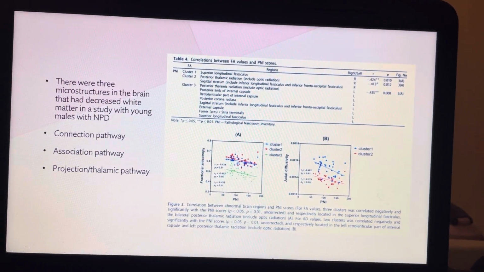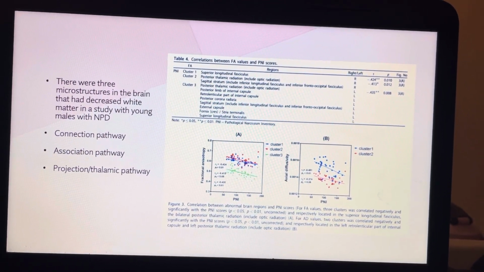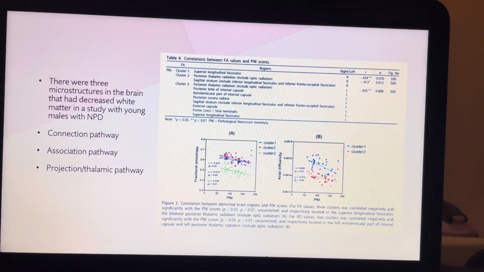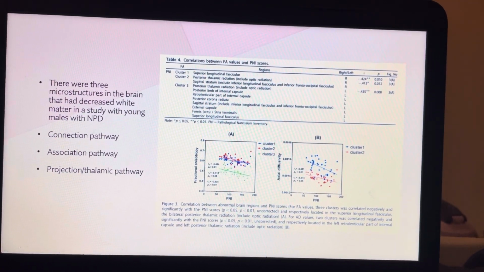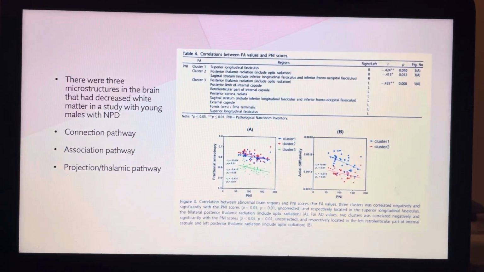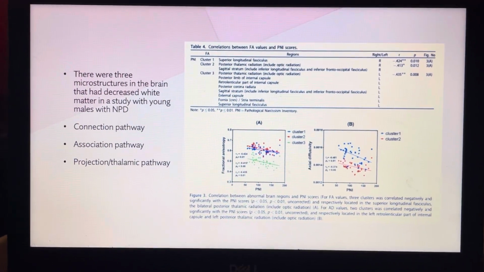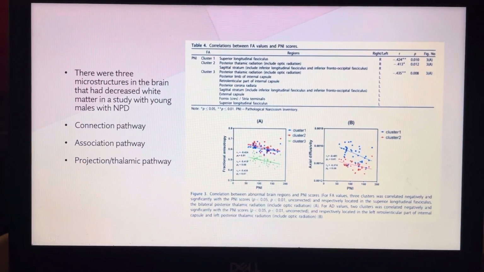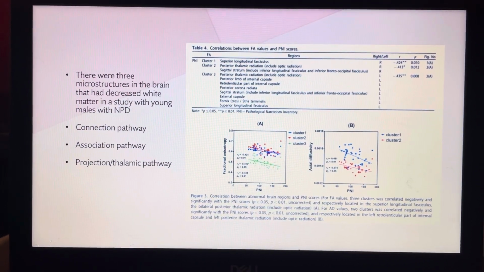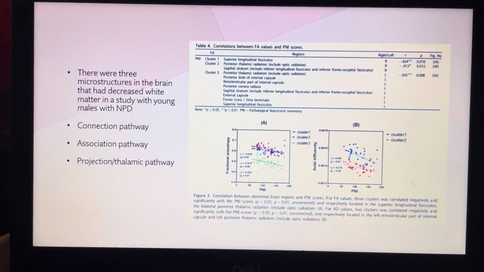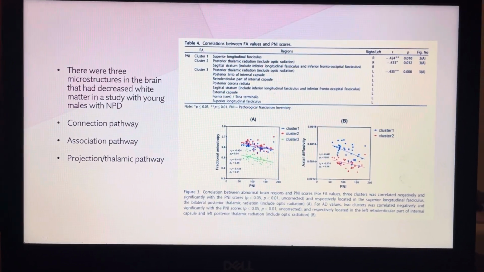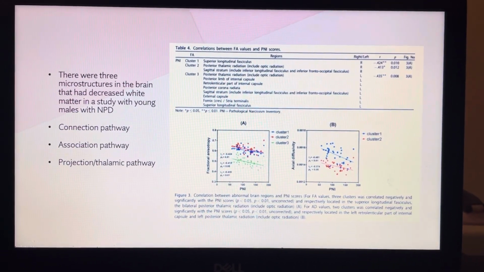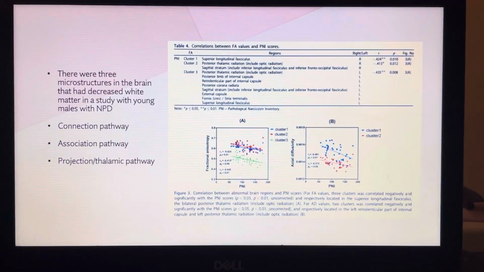The association pathway affects the neurological connection between self-related processing and the pleasure subsystem, which can affect the positive self-view that people with narcissistic personality disorder typically have, as well as the projection or thalamic pathway, which affects emotional monitoring and facial expressions.